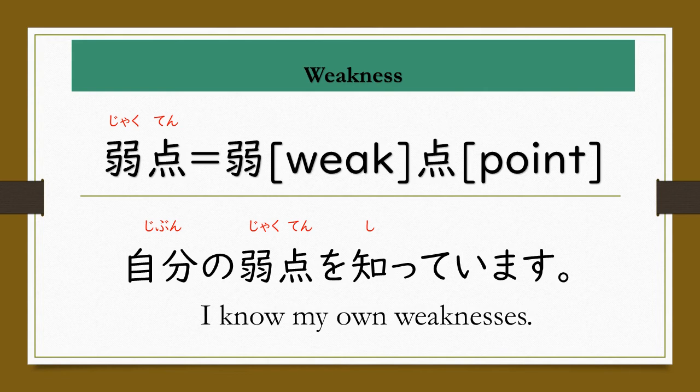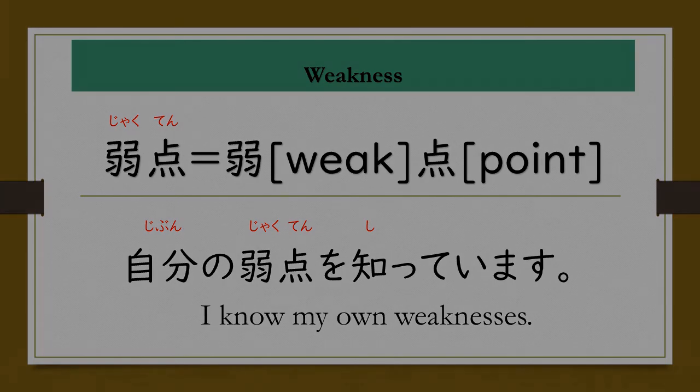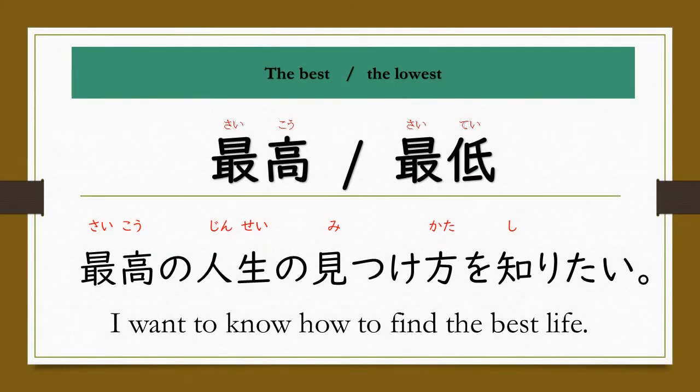Next, weakness, 弱点. Look at the kanji meaning. 弱 weak, 点 point. Weakness. Makes sense. Example. 自分の弱点を知っています. I know, 知っています. My own weaknesses. 自分の弱点. 自分の弱点を知っています.